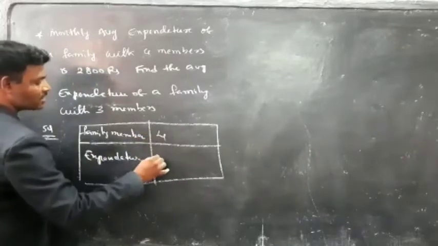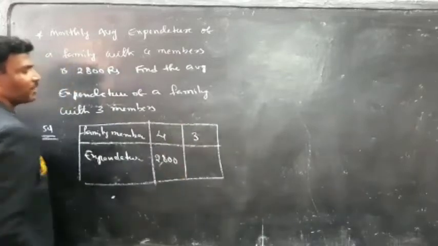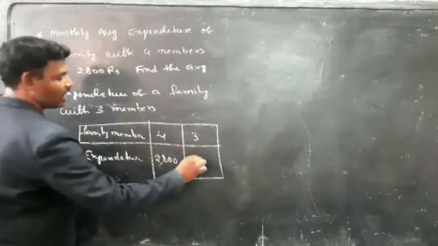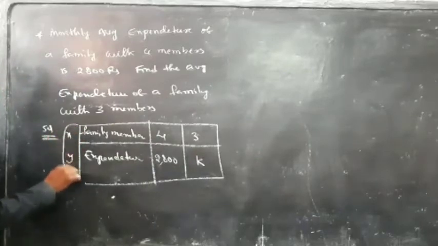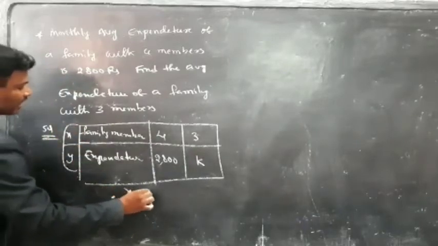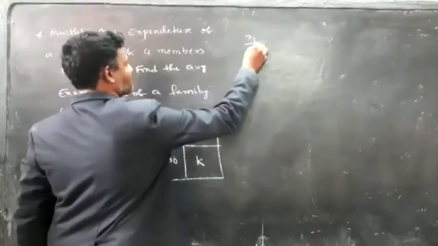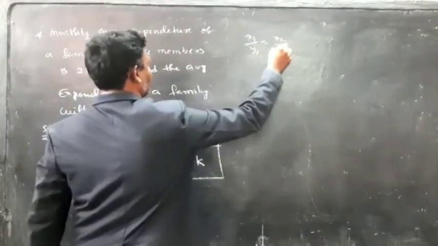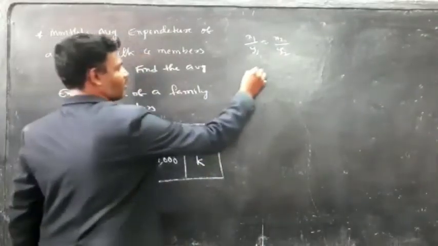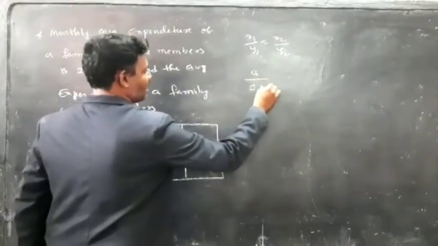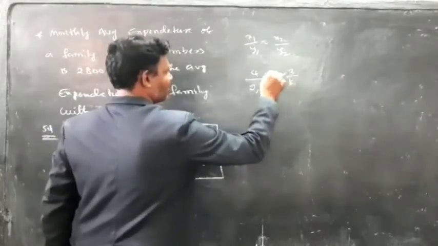With 4 members, 2,800. Then what is the expenditure for a 3 members family? I don't know, let this be K. Here X is directly proportional to Y. What can we use here? X1 by Y1 is equal to X2 by Y2. What about the X1 here? 4 members family, 2,800 is equal to 3 by K.